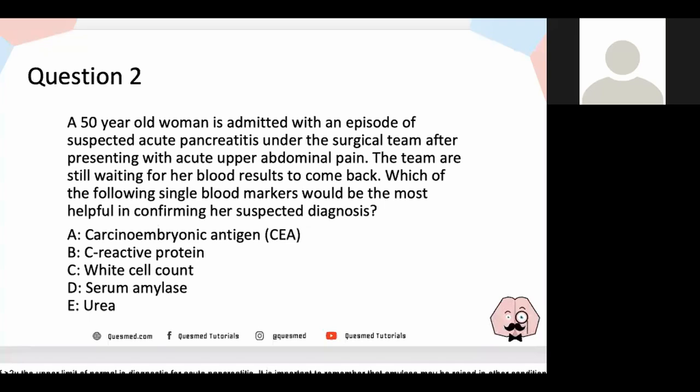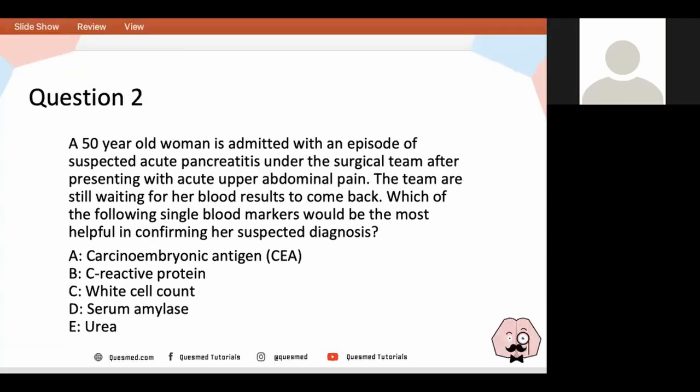Going on to our next question now. A 50-year-old woman is admitted with an episode of suspected acute pancreatitis under the surgical team after she presented with acute upper abdominal pain. The team are still waiting for her blood results to come back. Which of the following single blood markers would be the most helpful in confirming her suspected diagnosis? Again, we'll give you 1 minute to answer this.